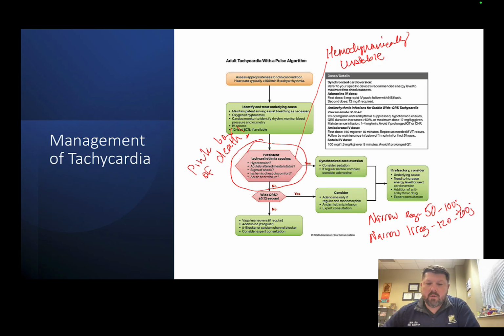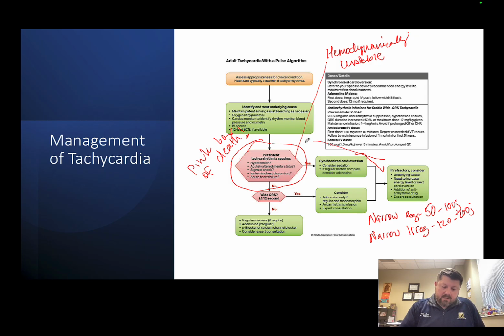Now, one important thing to remember before you cardiovert, if they are hemodynamically unstable, but they can tolerate it, this patient should be sedated using a benzo such as Versed or Valium or something like that, or you can also consider using a narcotic such as fentanyl. Now, once we shock, if it's refractory, consider what's causing it. Is there a need to increase the energy level for the next cardioversion, which is usually what it's going to be, or you could even add an antiarrhythmic drug. Most likely it'll be amiodarone.